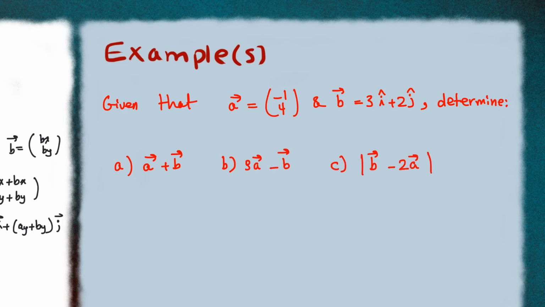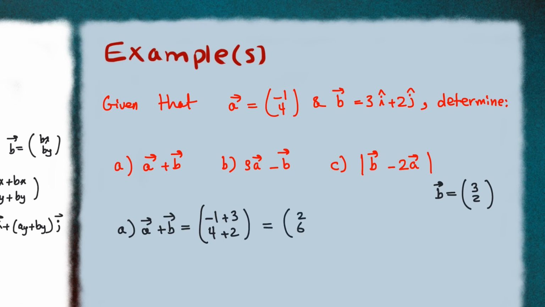For part A here, we have vector a, which has x component of -4 and y component of 4. And we want to add vector b, and vector b has x component of 3 and y component of 2. So we simply add those numbers to get an x component of -1 and y component of 6 as our final answer.